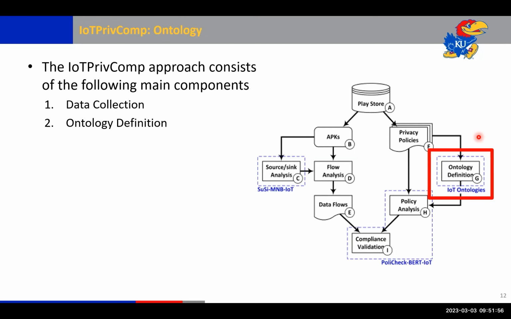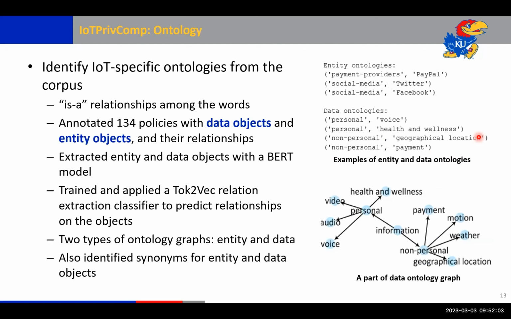Then we created ontologies. What are ontologies? Using the privacy policies, we created ontologies. Ontologies tell us the relationship between the words in a privacy policy. For example, a more specific term is a part of a more generic term. Like here on the right-hand side, you can see PayPal is a payment provider. Twitter is social media. Facebook is social media.